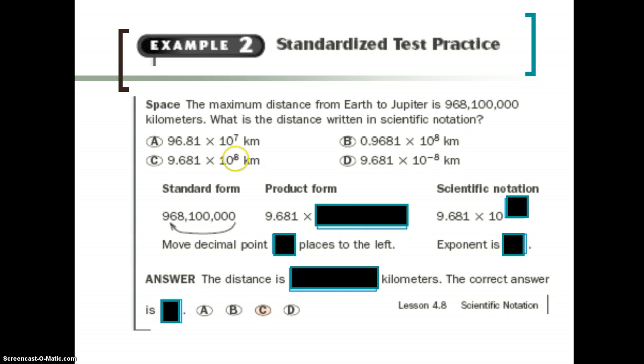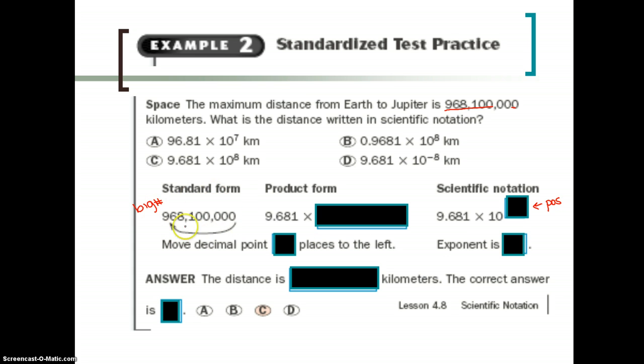Example 2. A lot of times we use scientific notation for things like the weather with lightning or space. A lot of science stuff, which is also why you learned about it in science class. The maximum distance from Earth to Jupiter is, well, let's see, this is thousands, this is millions, so 968,100,000 kilometers. What is the distance written in scientific notation? Remember, this is a really big number, so my exponent is going to be positive.